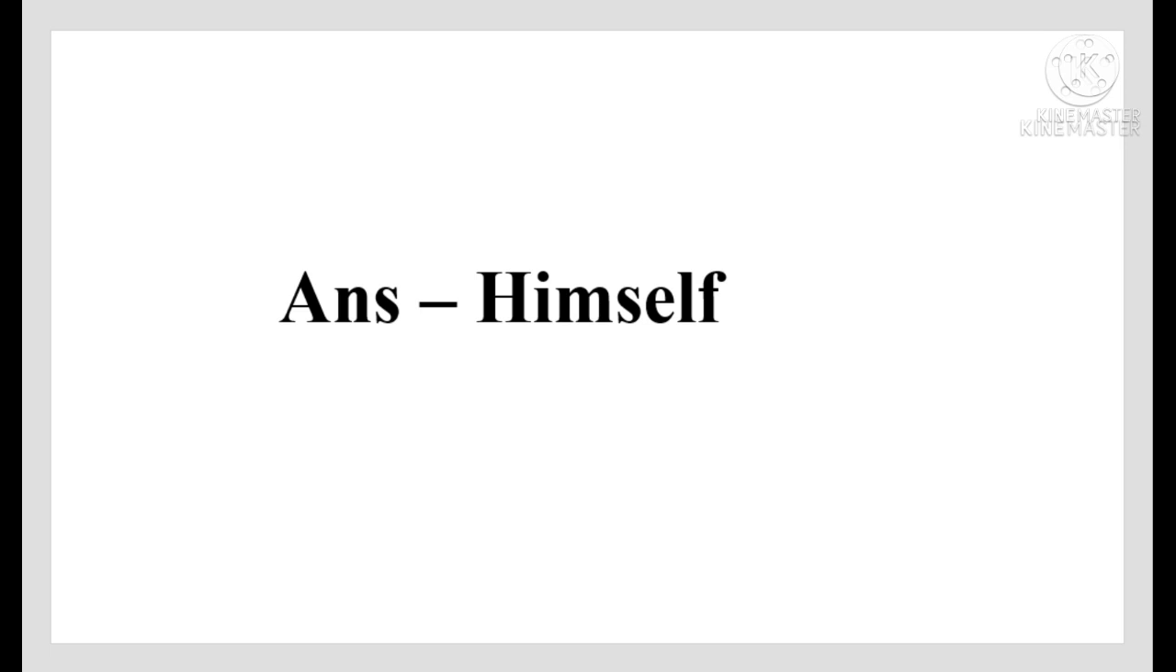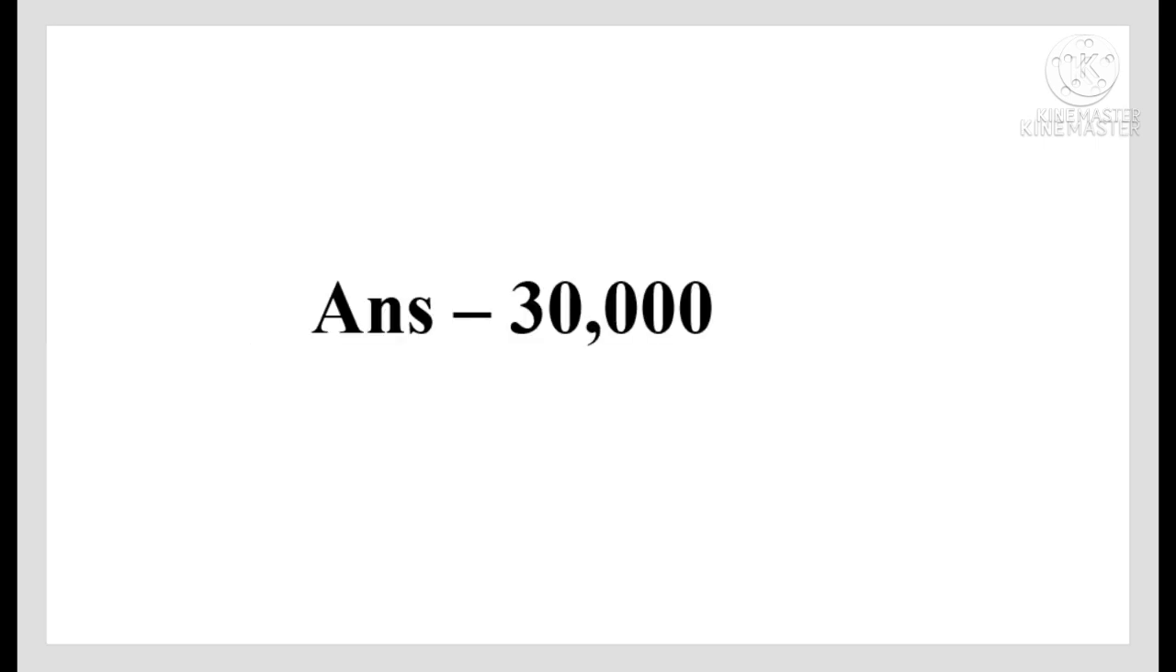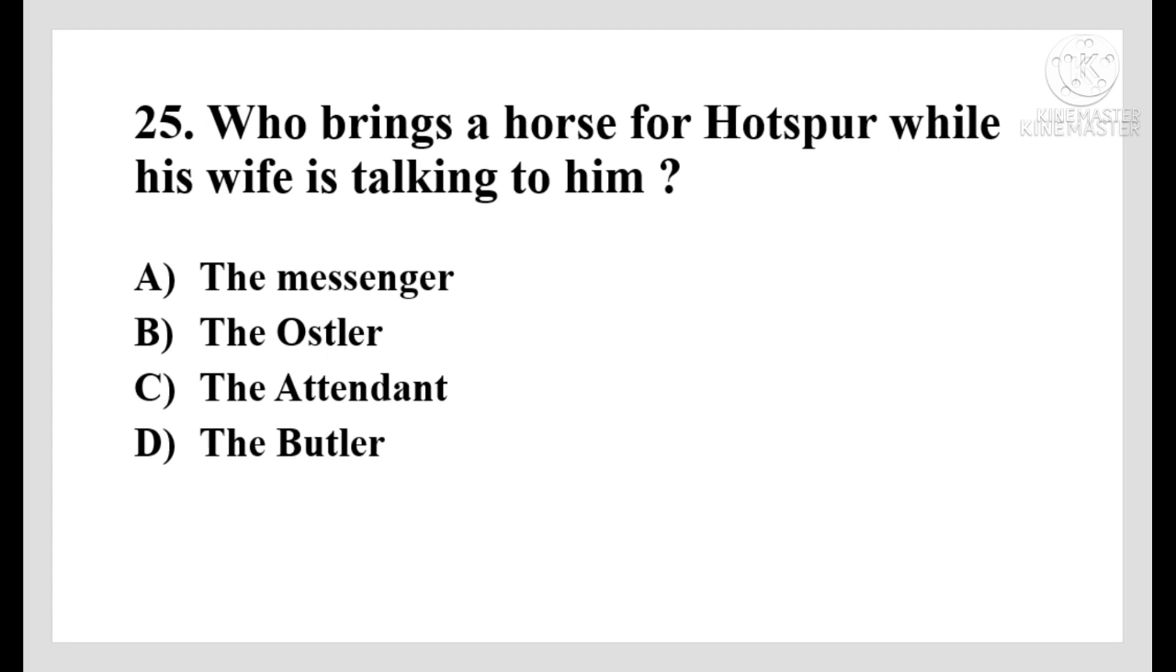Answer: himself. How many men are in the king's army? 10,000, 20,000, 30,000, 40,000. Answer: 30,000. Who brings a horse for Hotspur while his wife is talking to him? The messenger, the ostler, the attendant, the butler.